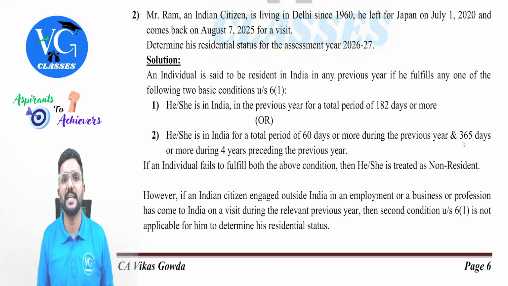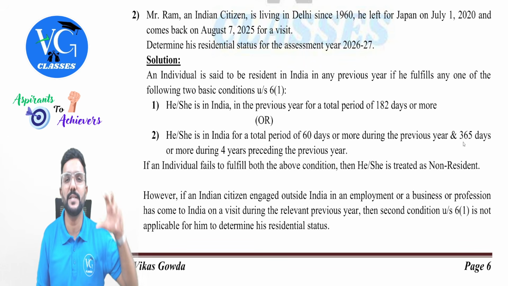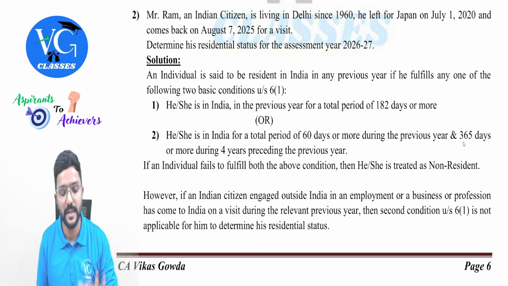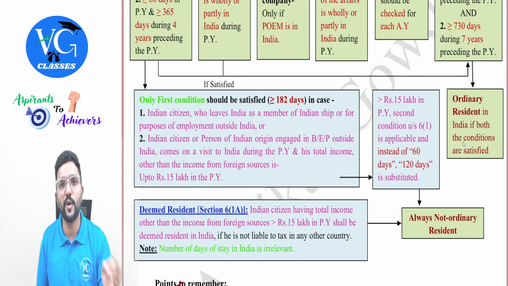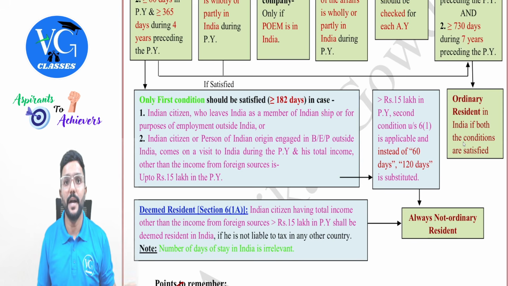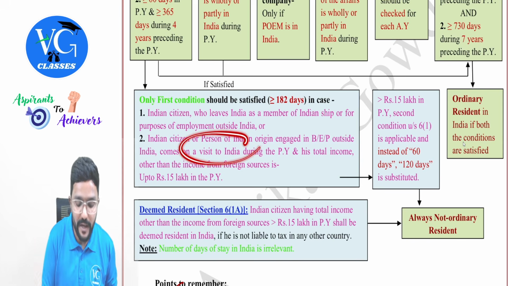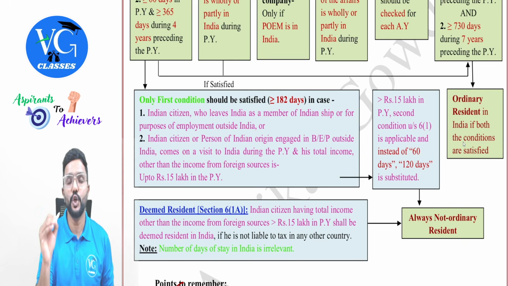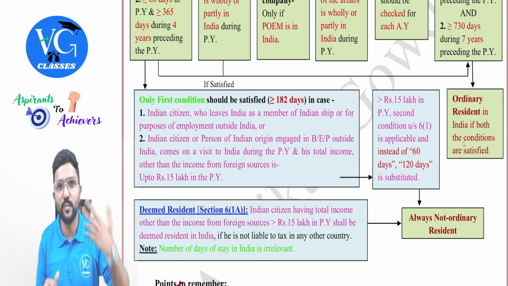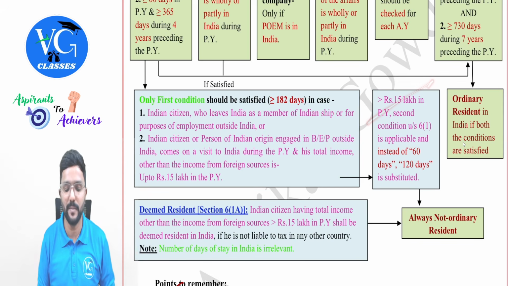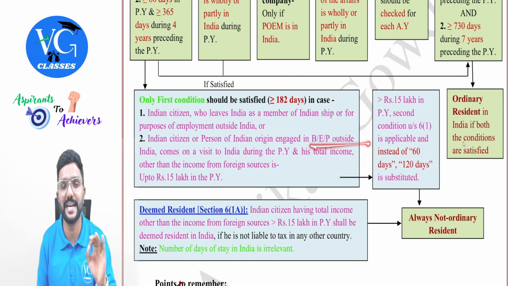So can we understand that he was engaged in any business or employment outside India? Yes, because this point talks about it. An Indian citizen or a person of Indian origin, if they are engaged in business, employment or profession outside India, and during the previous year they are coming to India for a visit, and if their total income is within 15 lakh, then no second condition. If it is more than 15 lakh, then the second condition is applicable, but instead of 60 days it would be 120 days. Here BEP stands for business, employment or profession.